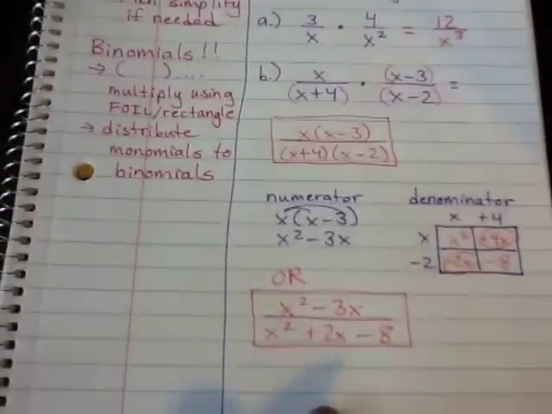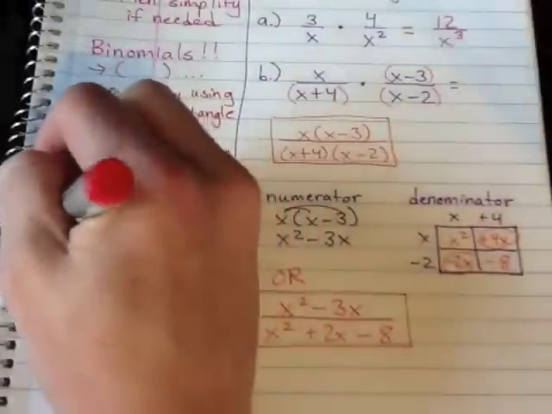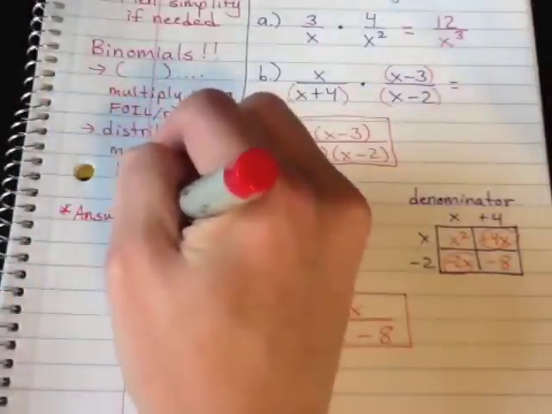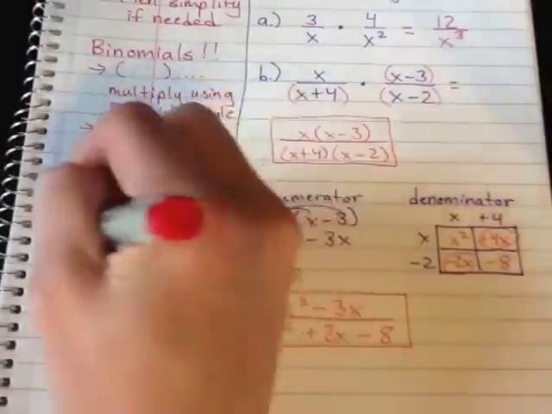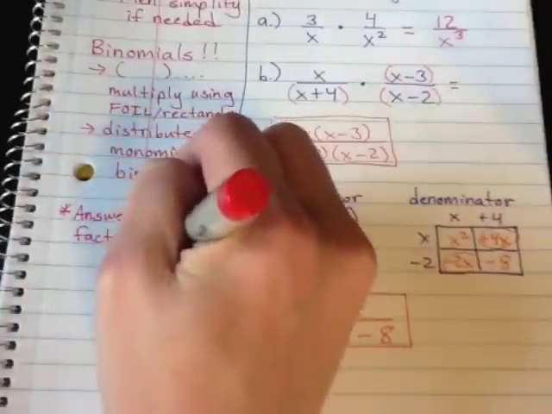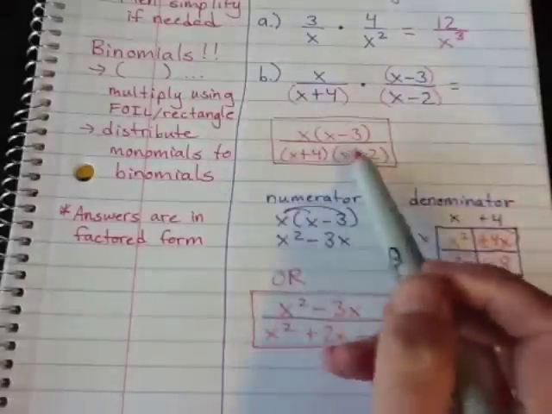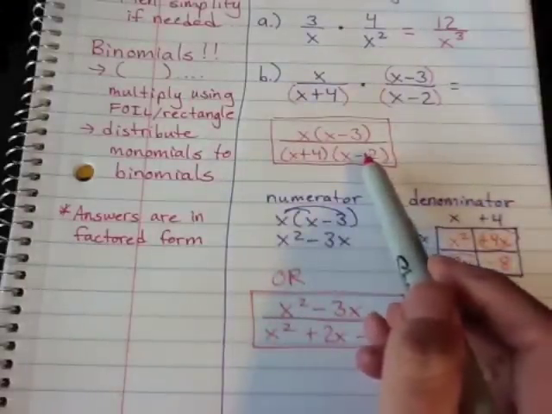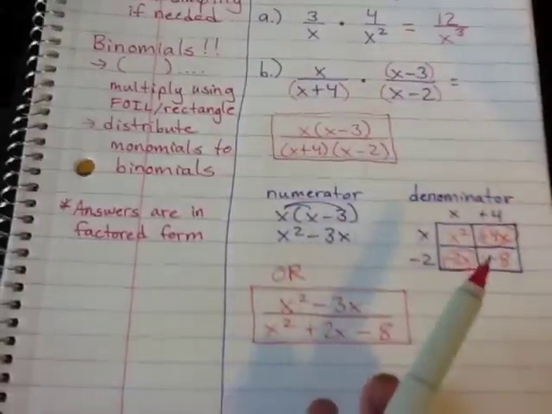So when you're checking your answers, you're going to notice that the answers in the book for this lesson are in factored form. Which means right here, the easier one, the one you came to first. So you just have to be aware of both.